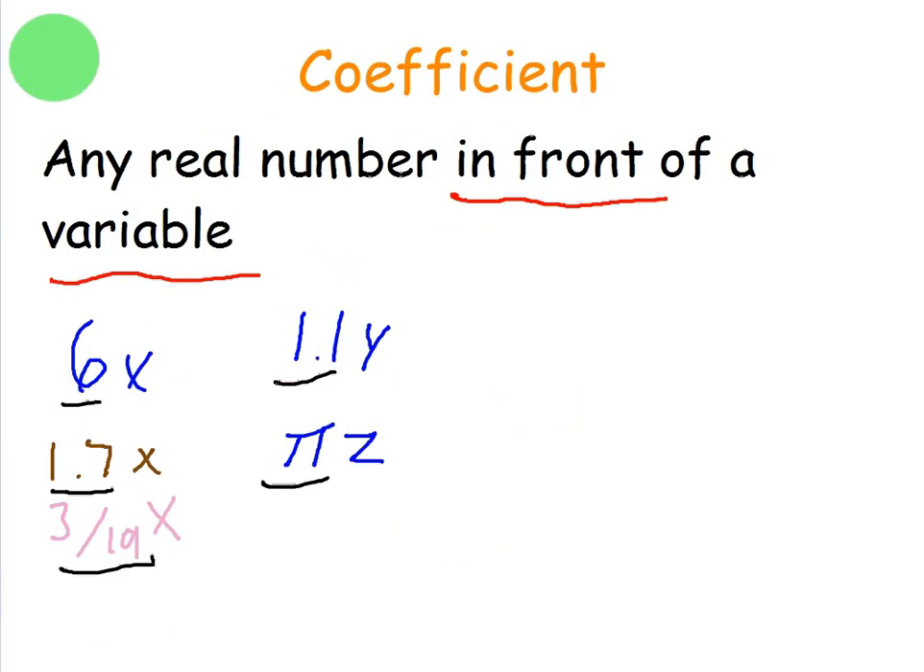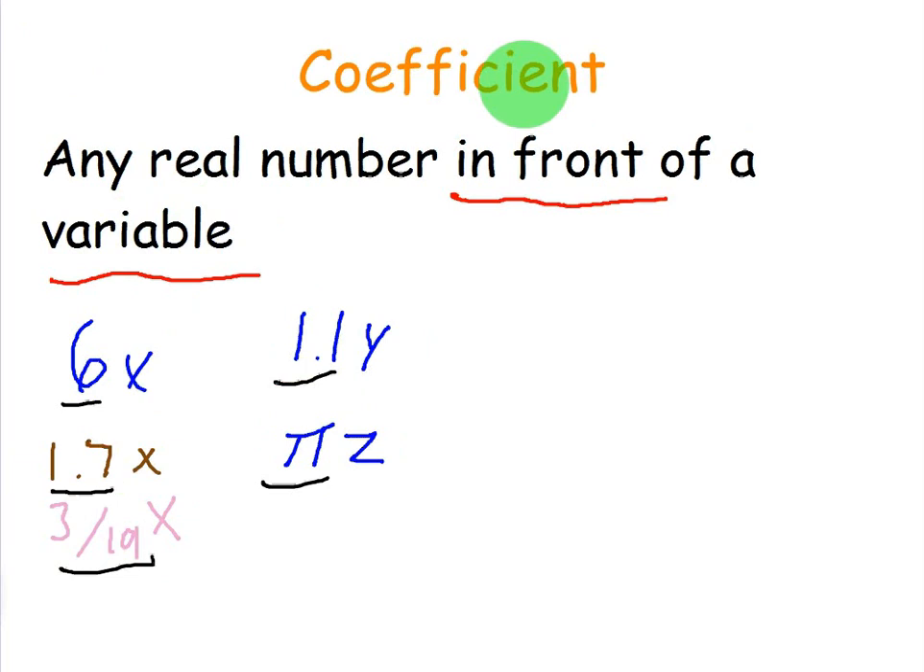A monomial can also contain a coefficient. Any real number in front of a variable is a coefficient. So basically, what is a coefficient? It's just taking a constant number and putting it in front of a variable. For example, 6 in front of an x is a coefficient, 1.7 in front of an x, 3/19 in front of an x, 1.1 in front of the y, which is also a variable, 1.1 would be the coefficient. And pi, which is a constant number, the second you put it in front of a variable, it becomes a coefficient.